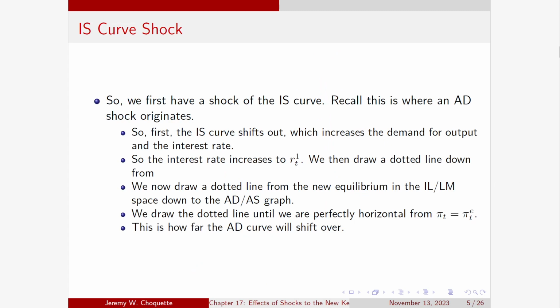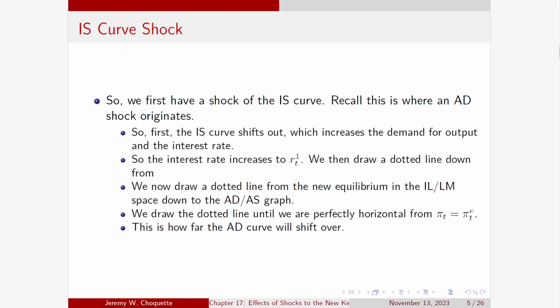the first shock that we're looking at is a shock to the IS curve. So this is where an aggregate demand shock is going to be originating. So first, the IS curve is going to shift outward, which is going to increase the demand for output, and it's also going to be increasing the interest rate. So in the ISLM space, that's where we're going to see our first little bit of movement. So the interest rate is going to be increasing up to RT1.